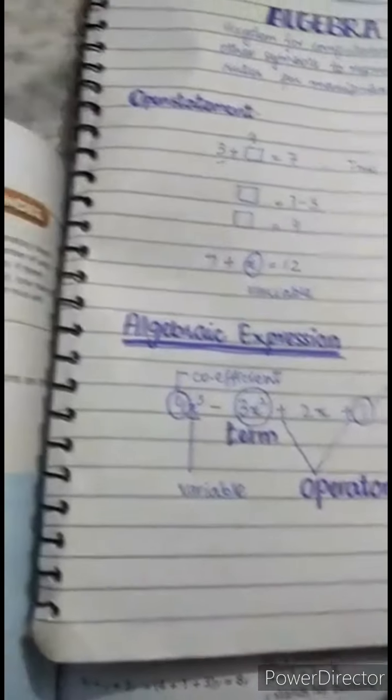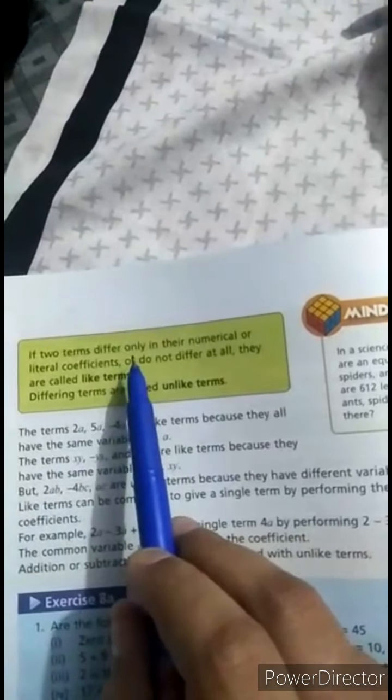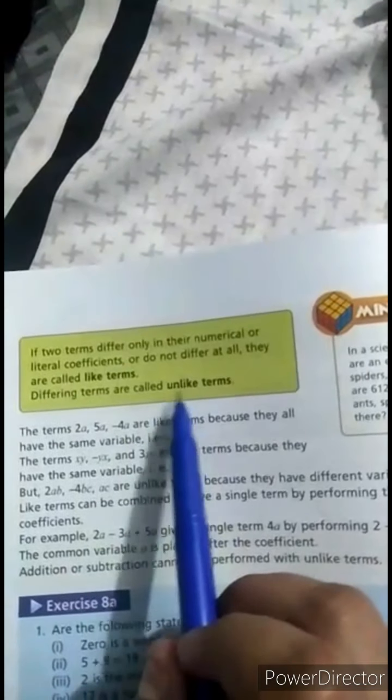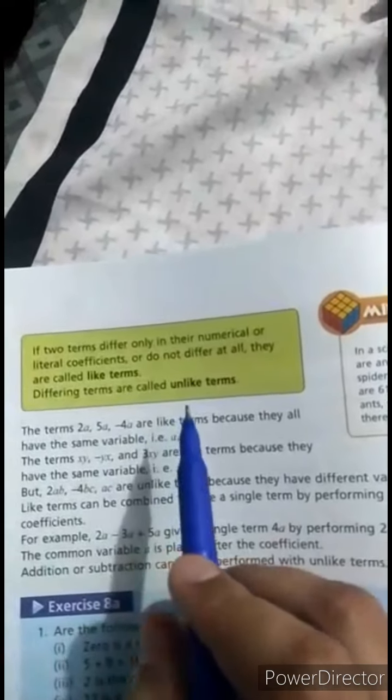Now terms are of two types, like terms and unlike terms. Let's move on to page number 122. If two terms differ only in their numerical or literal coefficient or do not differ at all, they are called like terms. Like terms are having the same variable. Differing terms are called unlike terms. The terms with different variables are known as unlike terms.